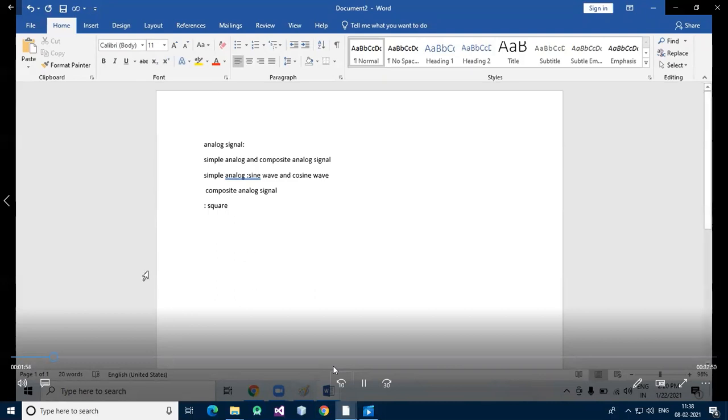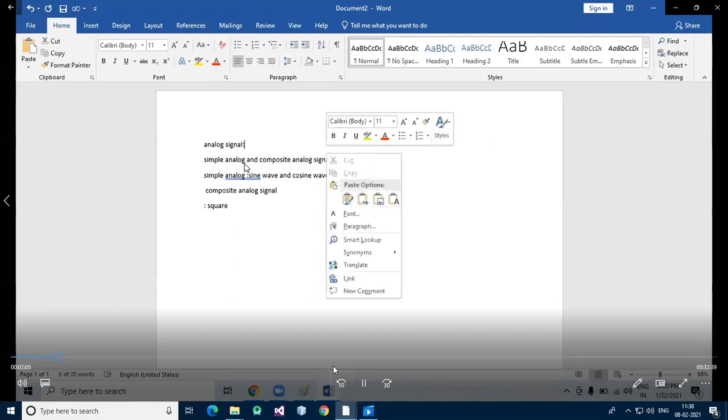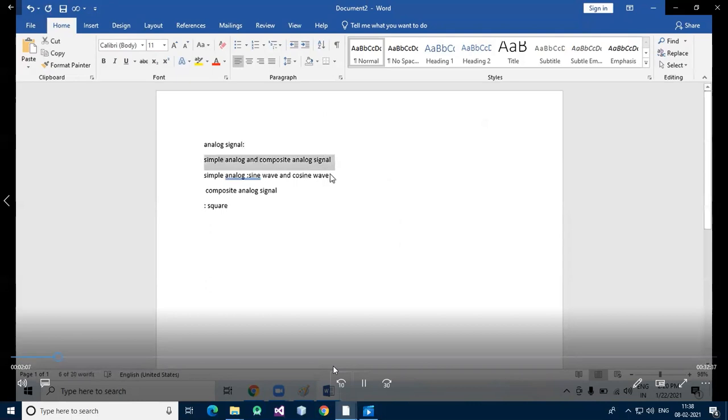Okay, so let's see the first analog signal here: simple analog signal and composite analog signal. First is the simple one. It is an analog signal which cannot be decomposed into simple signals.